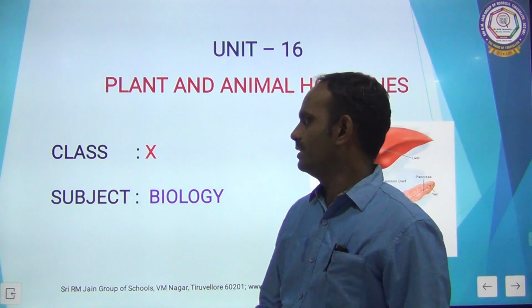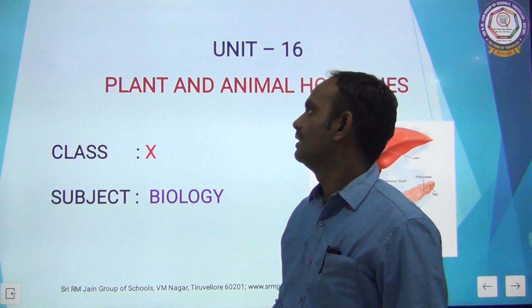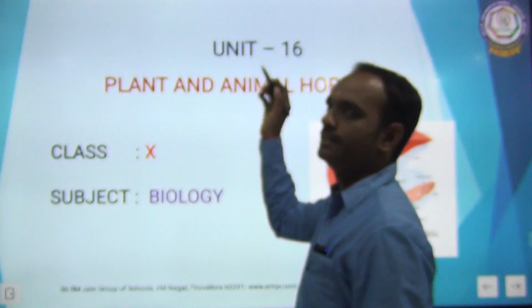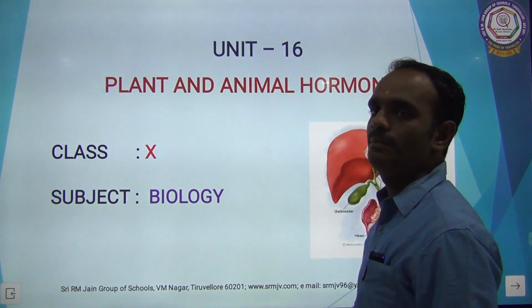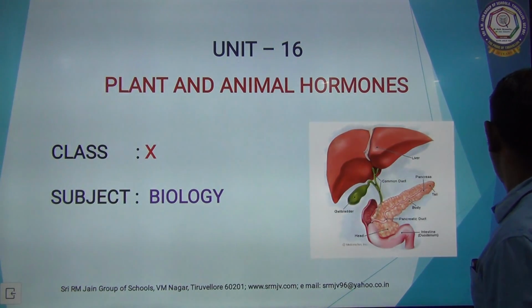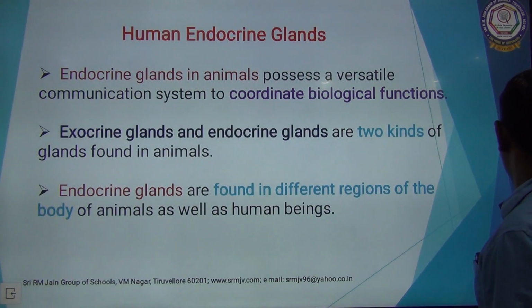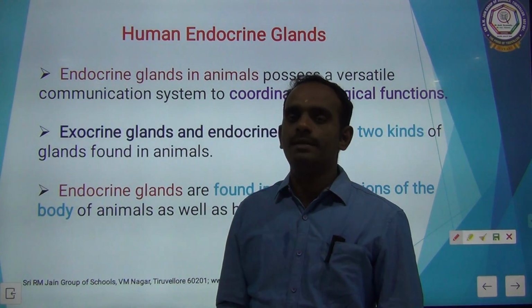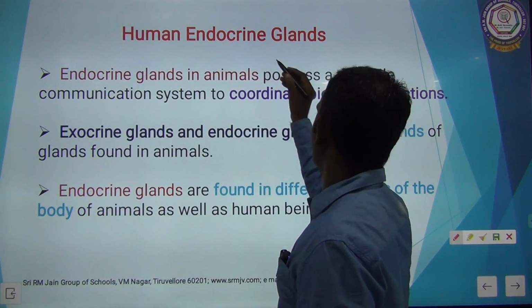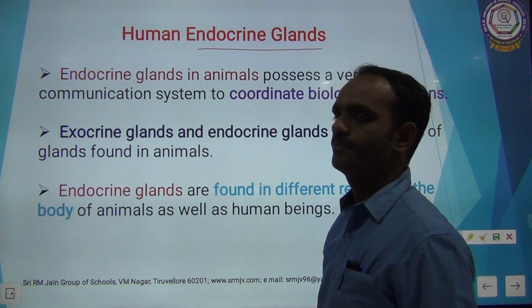Class 10, subject biology, chapter 16. The name of the topic, plant and animal hormones. Today we are going to discuss about human endocrine glands.